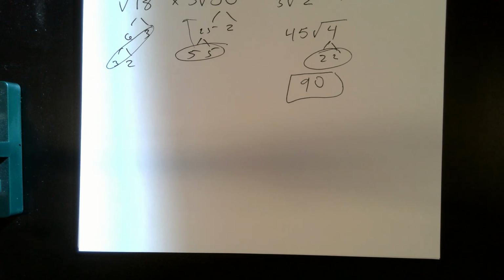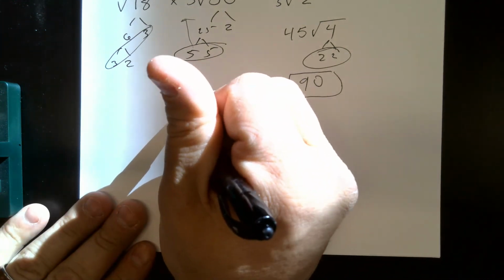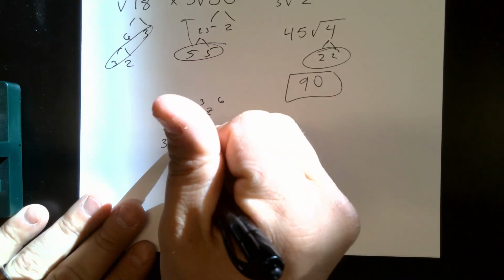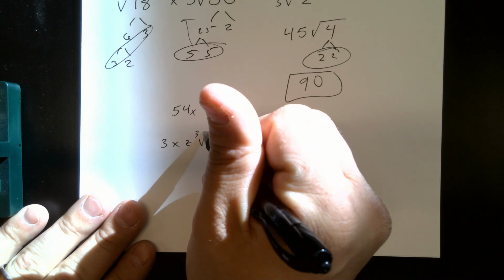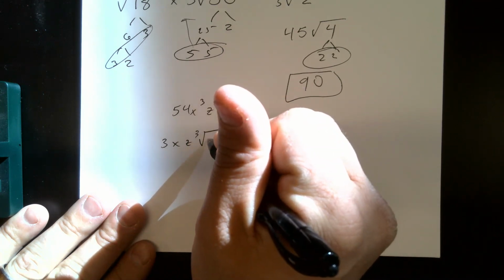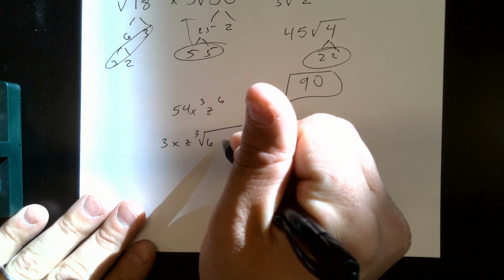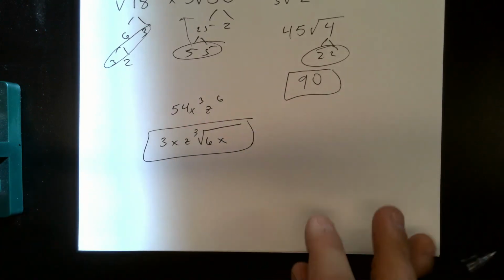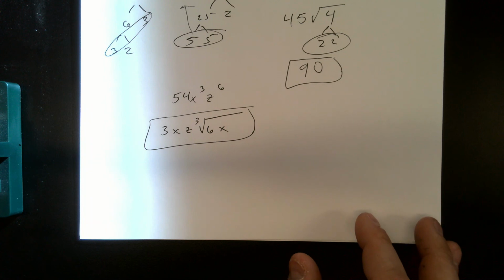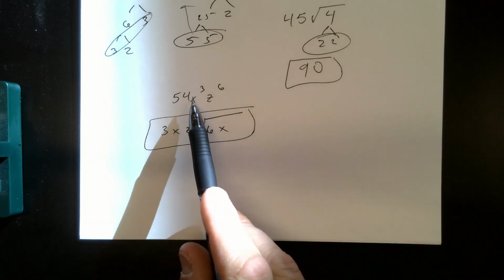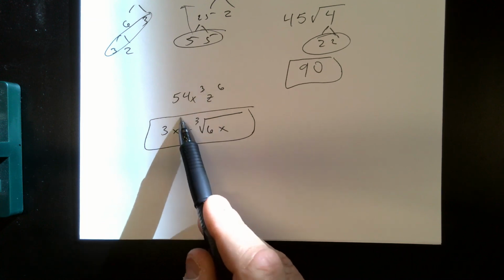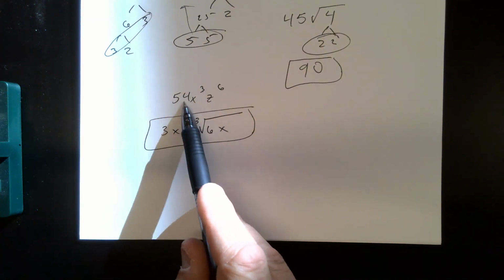Okay, so if it's x to the third, and then z to the sixth, but how is that? 3x z cubed. How would the z be? It's z cubed, because 2 goes into 6 3 times. Well, how many times does 2 go into 3? 1? Well, you have to factor 54.